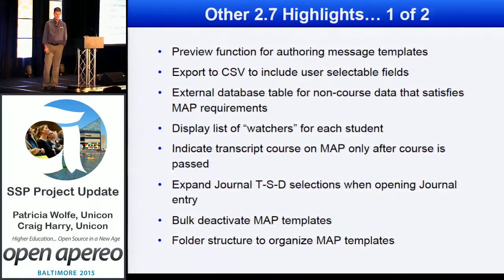We're going to have the transcript course on the map only after the student passes the course. So if the student doesn't pass the course, it obviously wouldn't show up on the map. We're going to expand the journal track step details, which is getting more and more use by more and more schools, they're seeing it as a way to make their advising process and their reporting process more efficient.